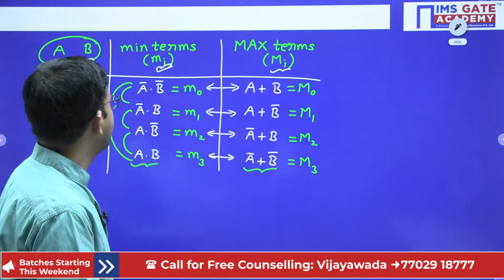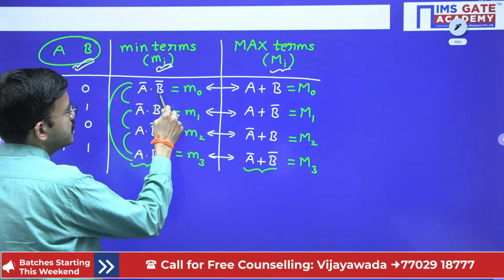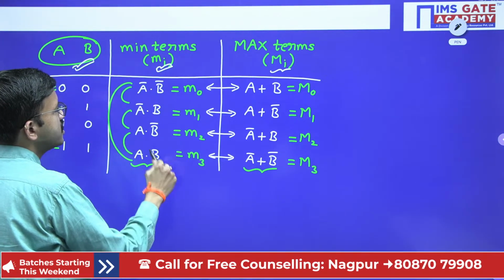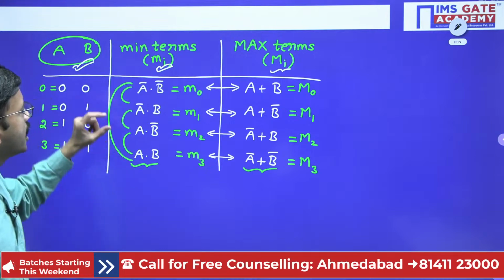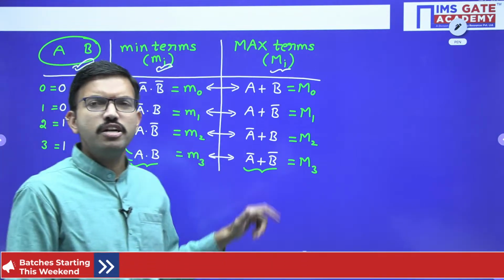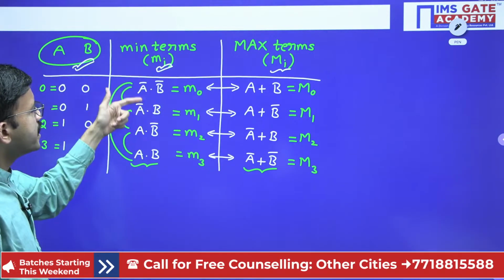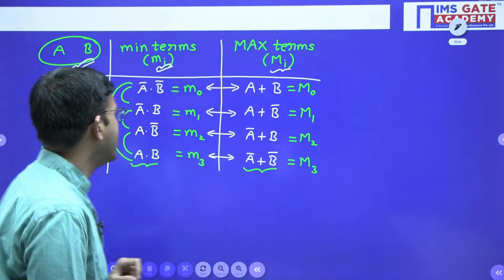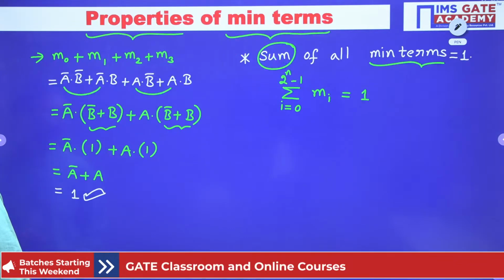See, it is very simple. Here B bar into B is what? 0. B into B bar 0, B bar into B 0, once again B into B bar 0. That means if you are multiplying any two different minterms, we are getting resultant value as 0, right? So this is the second property of minterm.